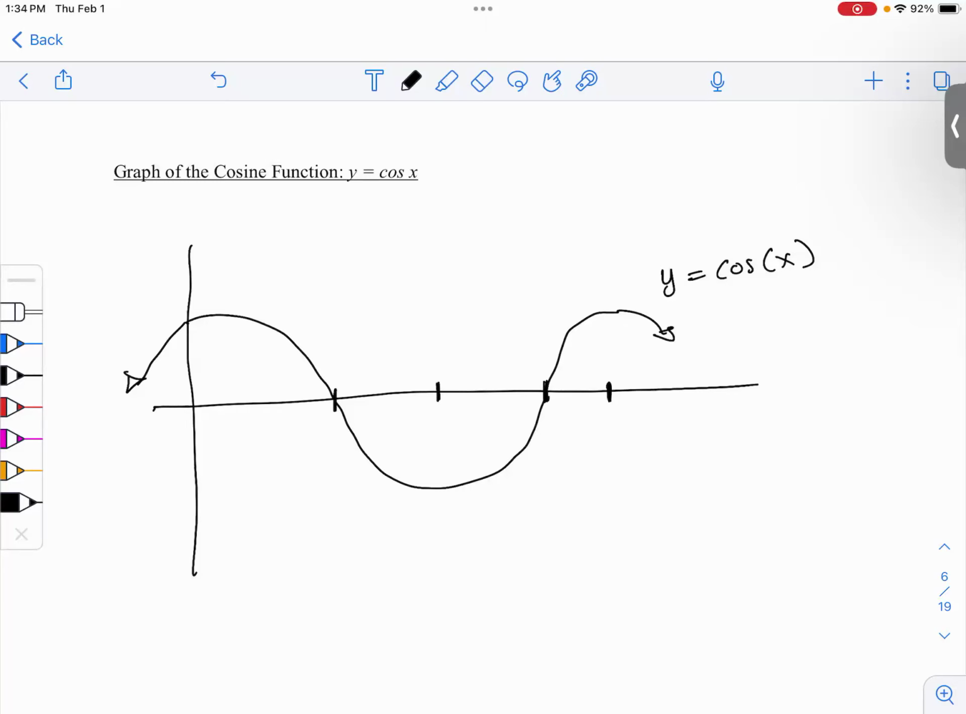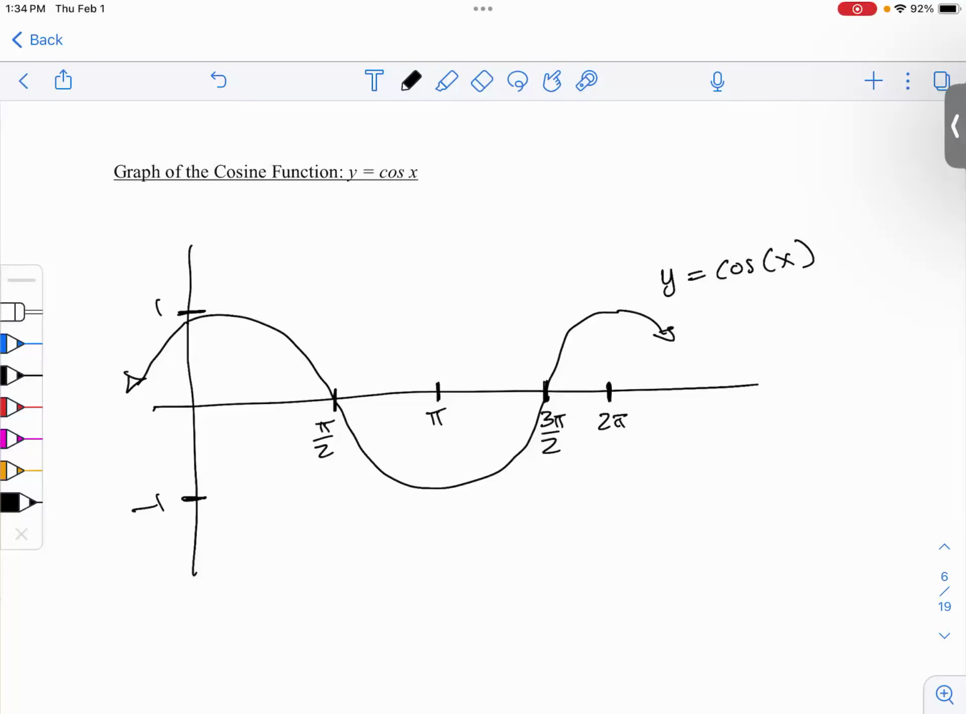So we still have a repeating function. It still ranges between +1 and -1. The values are just slightly different. It crosses the x-axis at cosine of pi over 2, has its minimum at pi, crosses the x-axis at 3 pi over 2, and then reaches a maximum again.